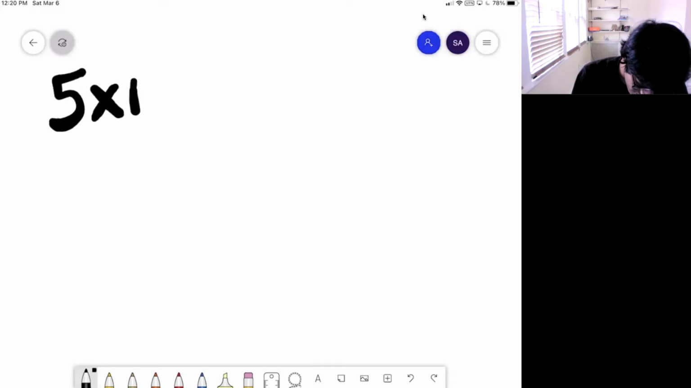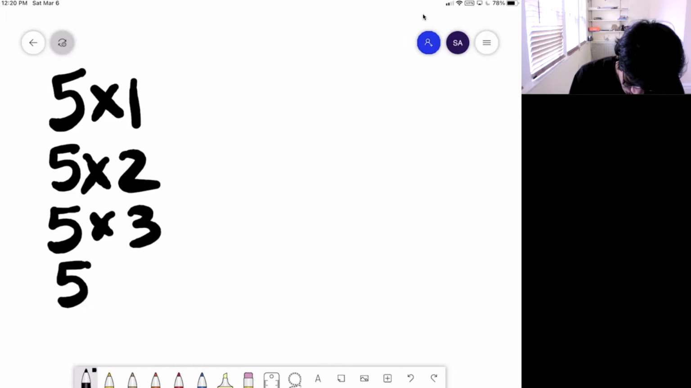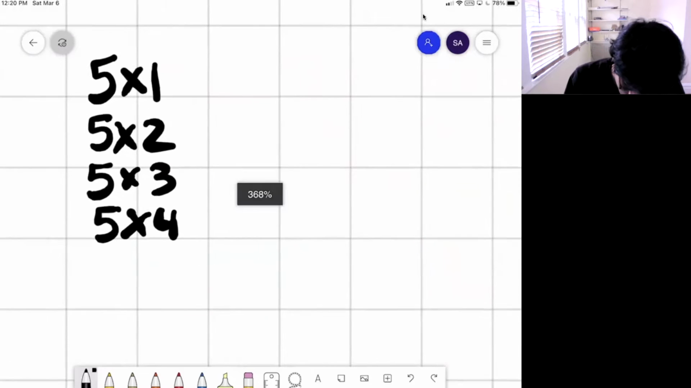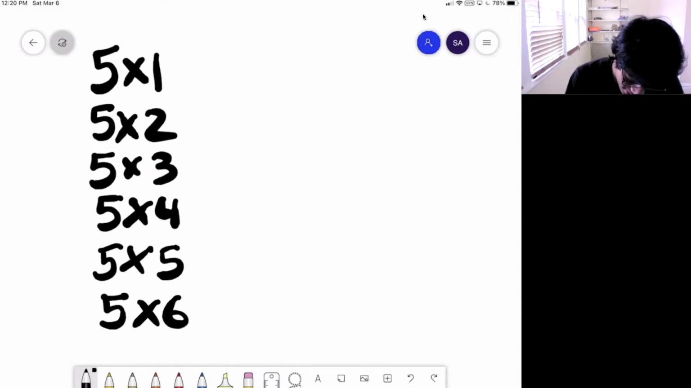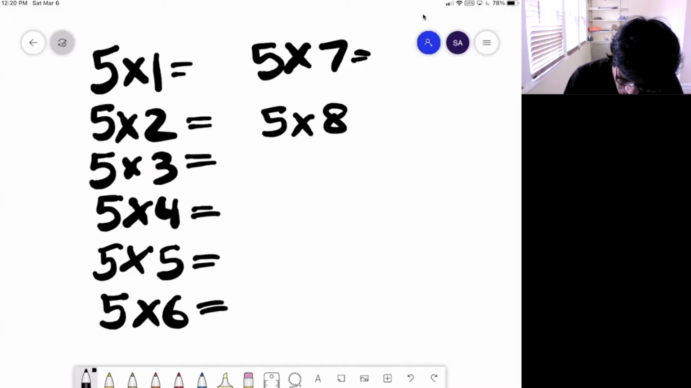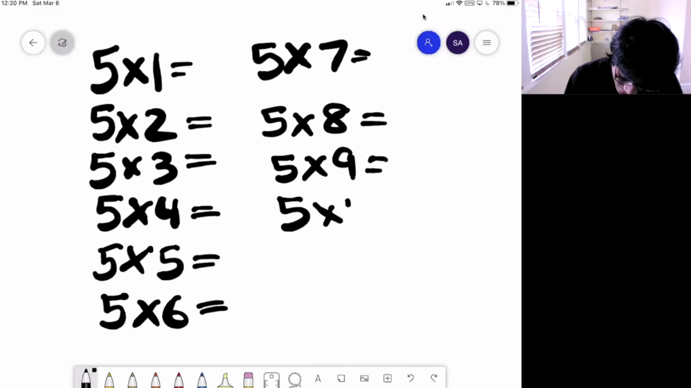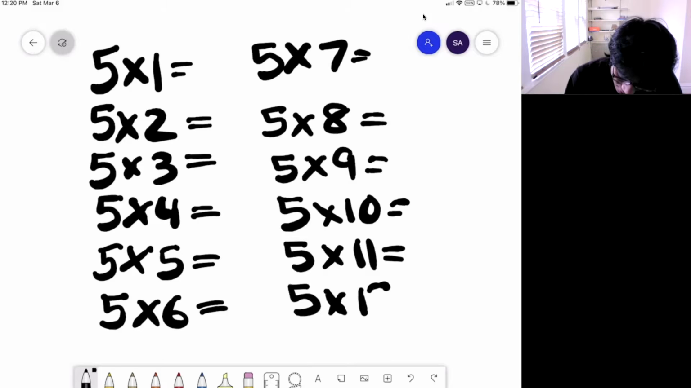5 times 1, 5 times 2, 5 times 3, 5 times 4, and we got more. I know you know that, but let me say that anyway. 5 times 5, 5 times 6. We're going to learn all of this, but we're not stopping there. We're also going to learn 5 times 7, 5 times 8, 5 times 9. How about 5 times 10? Don't forget 5 times 11. And finally, 5 times 12.